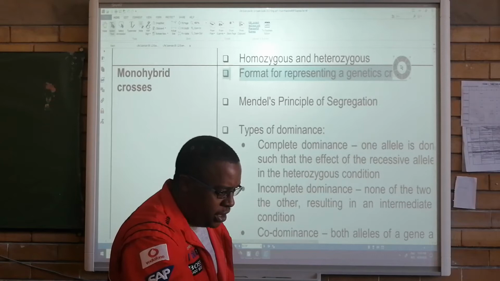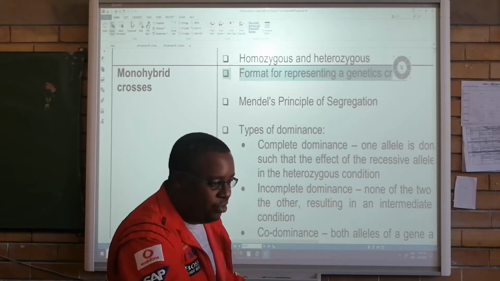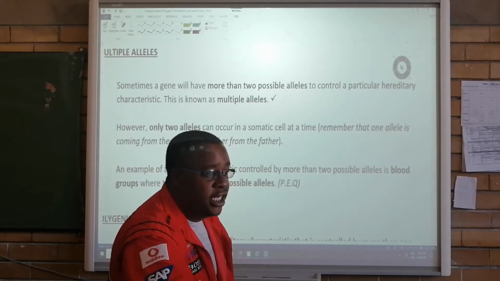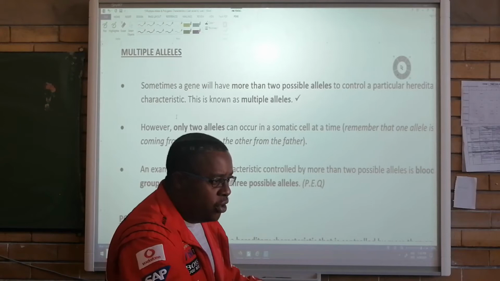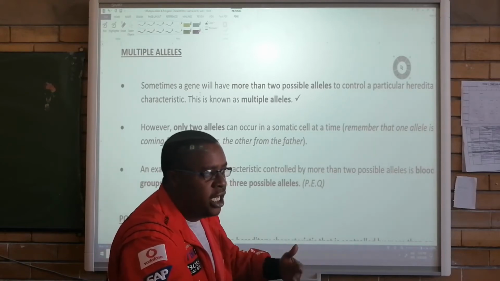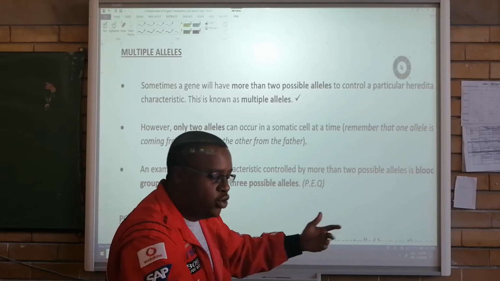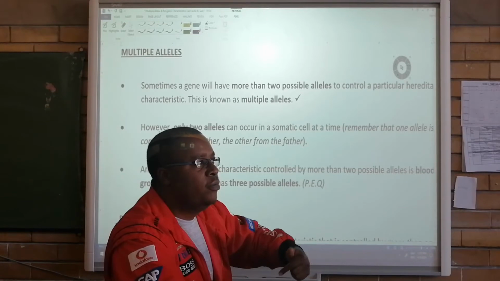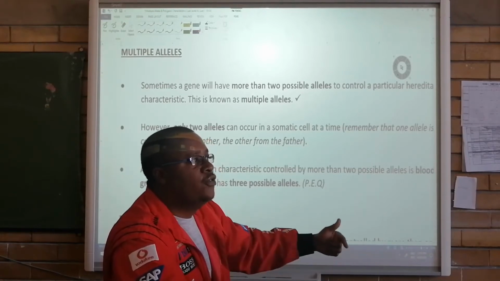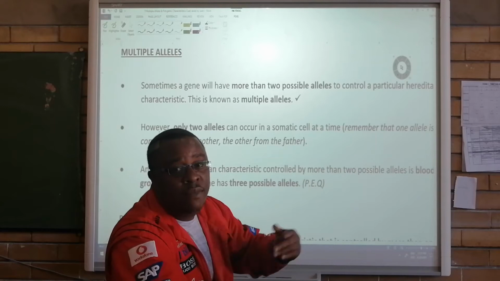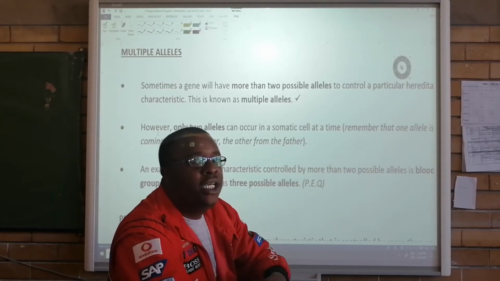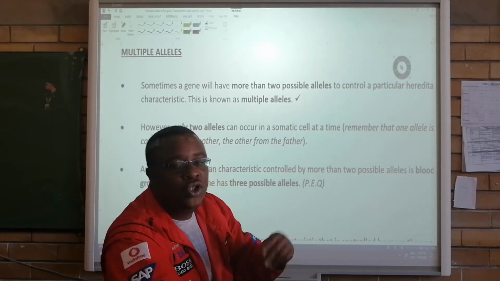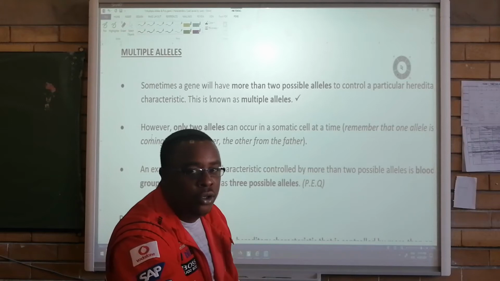You know me, I like to start by recapping the previous lesson. In the previous lesson, we talked about multiple alleles and polygenic characteristics. So we now know that multiple alleles are a situation where a gene has more than two possible alleles, like your blood types. The gene that codes for your blood type has three different alleles. But obviously, at any given time, every human being has got two. You can't have the three within your system. You can only have the two. Why? Because one allele is coming from your father, the other allele is coming from your mother.